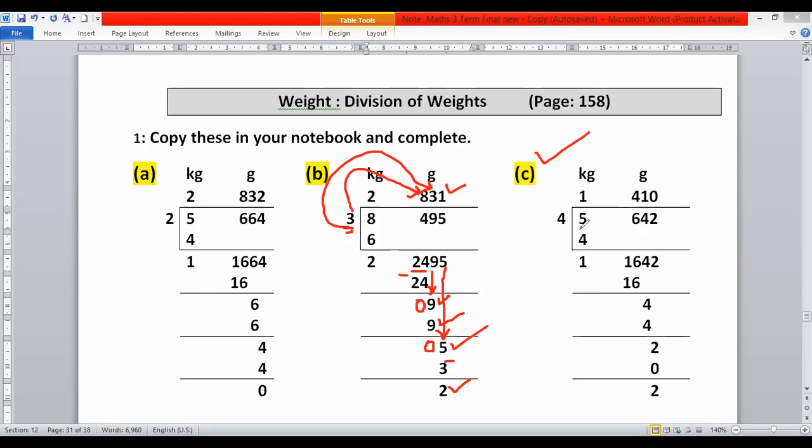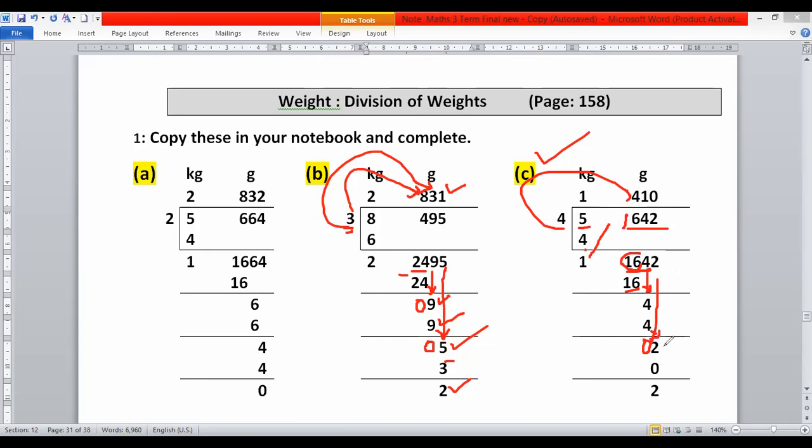Similarly, in part C, 5 kg, 642 gram. So 4 ones are 4. 5 minus 4, 1. So you have to shift these three numbers here and put 1 in front of this. You can directly put 1 here and then shift down. 4 fours are 16. First you take these two digits and divide by 4. 4 fours are 16. 16 minus 16, 0. Shift 4 down. 4 ones are 4. 4 minus 4, 0. Then shift the last digit, that is 2.